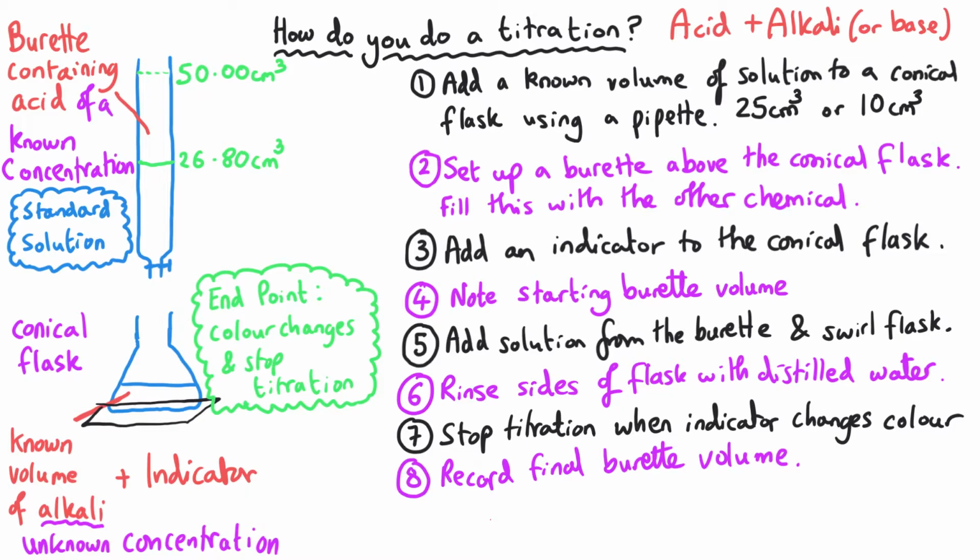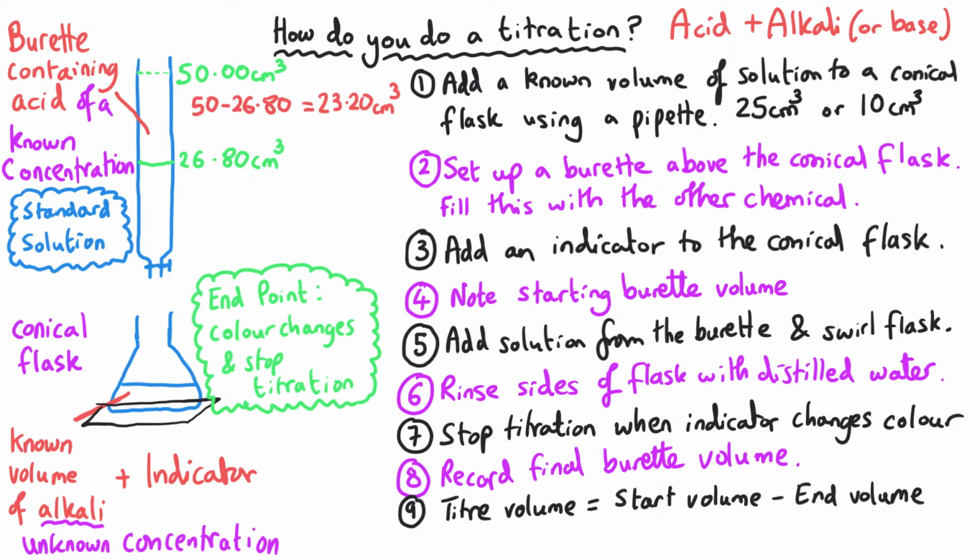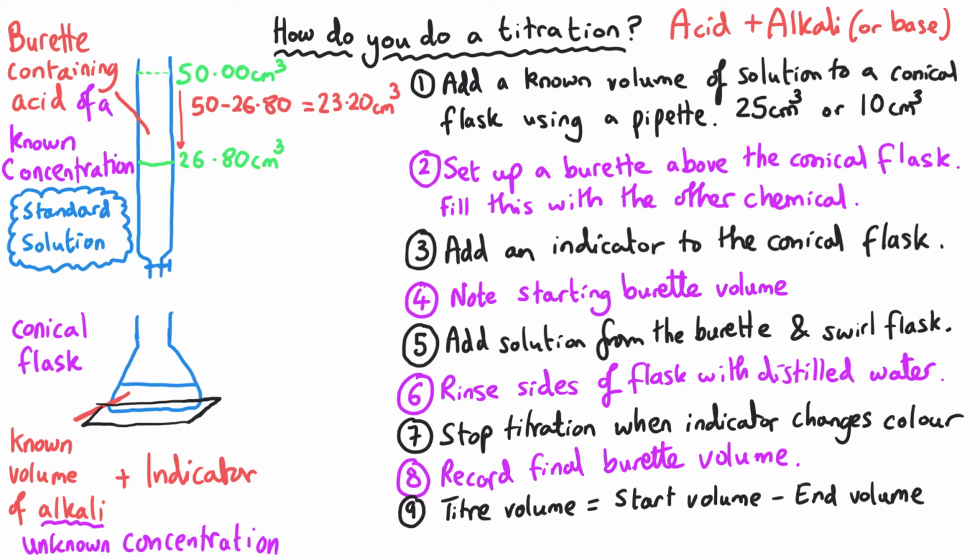What we need to do now is work out the volume of solution that we've added from the burette. This is called the Titre volume. To do this, we need to work out the difference between the starting volume and the end volume. And so if we started on 50.00 and it went down to 26.80, the difference between those two numbers is 23.20 cubic centimetres.